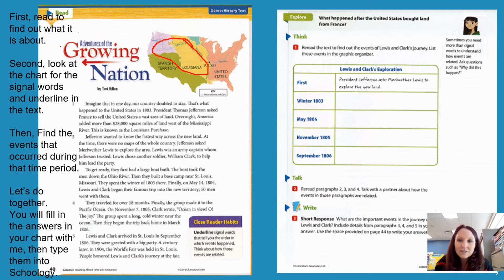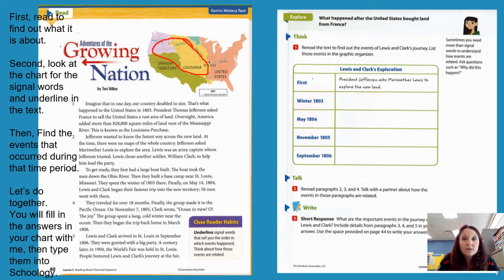That means a lot of people were celebrating their homecoming, that they were back from their exploration. A century later, so 100 years later, in 1904, the World's Fair was held in St. Louis. People honored Lewis and Clark's journey at the fair. Okay, so that is the first read of this story. Now you're going to do the second read.